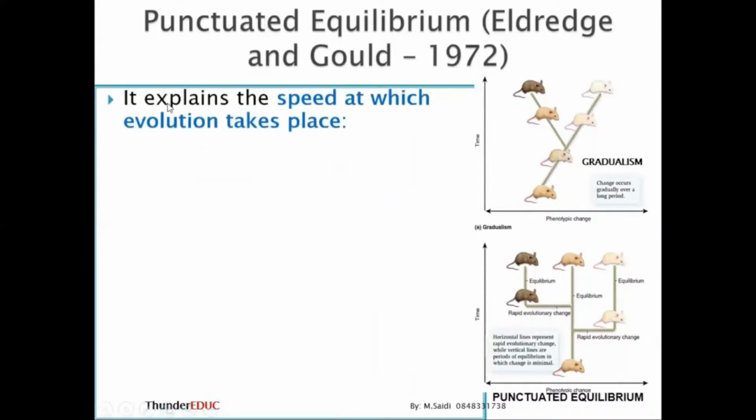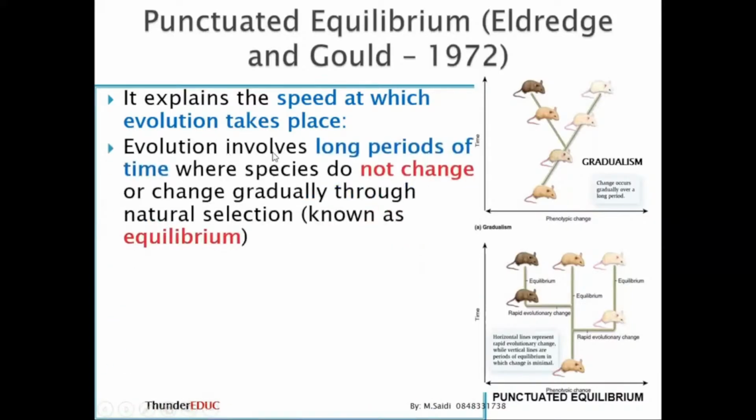Let's look at it. Punctuated equilibrium explains the speed at which evolution takes place. At which speed is evolution taking place? We are saying that evolution involves long periods of time where the species does not change or changes gradually through natural selection. This is known as equilibrium. If you look at it, from this point to this point, it's the same period of no change. It is just the way it is.